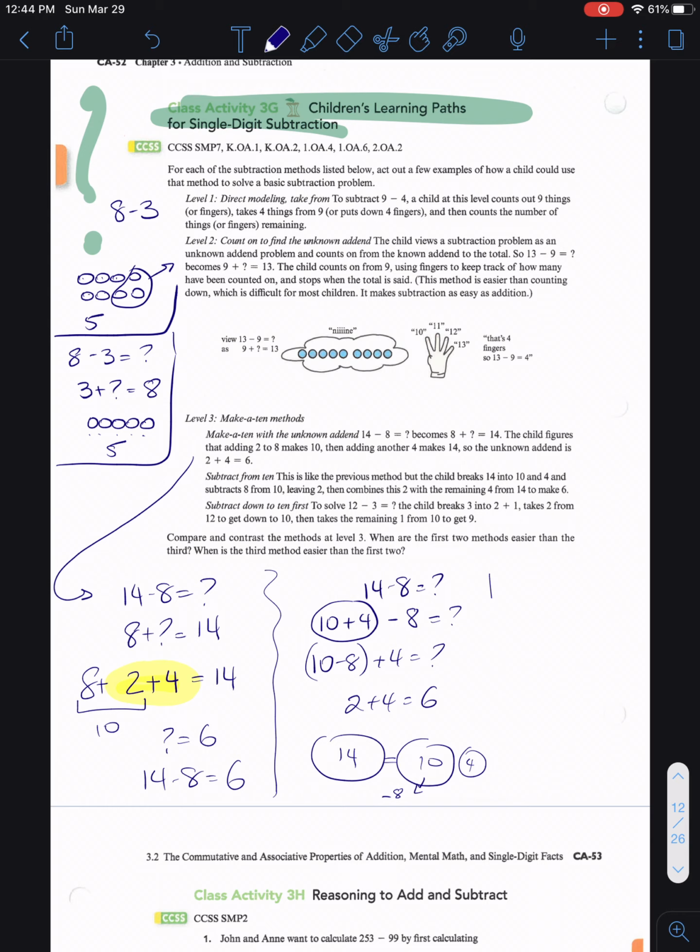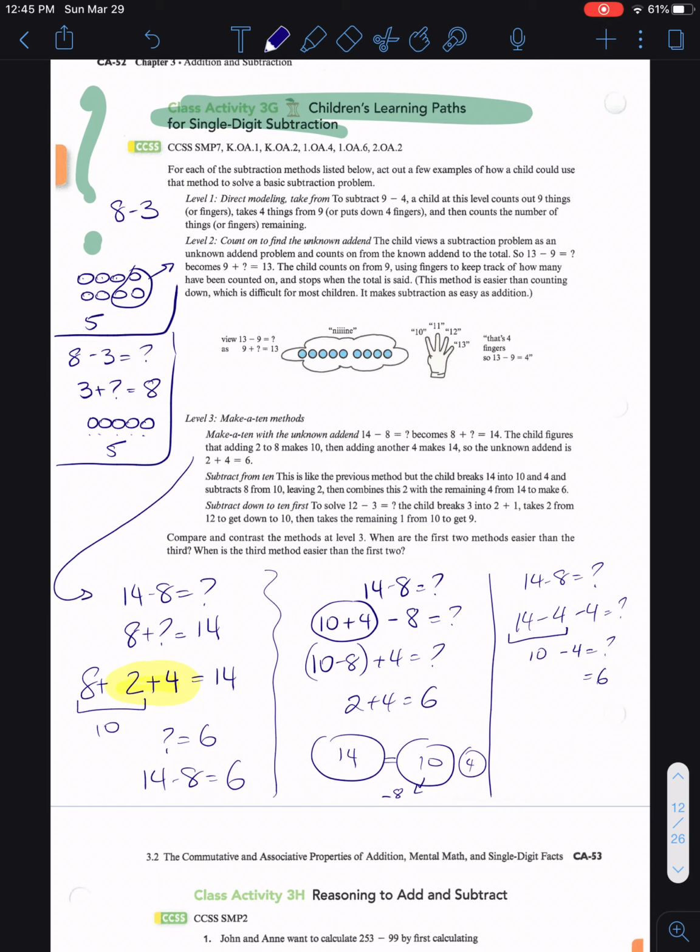The other option is subtracting to 10 first. So 14 minus 8 equals question mark. You could say, well, what do I need to subtract? Because I need to take away 8, but what do I need to take away to get to a nice number? Well, what if I subtract 4 first and then subtract another 4? So if I want to take away 8, I could take away 4 and then take away another 4. So this then is 10 minus 4. So that is 6.